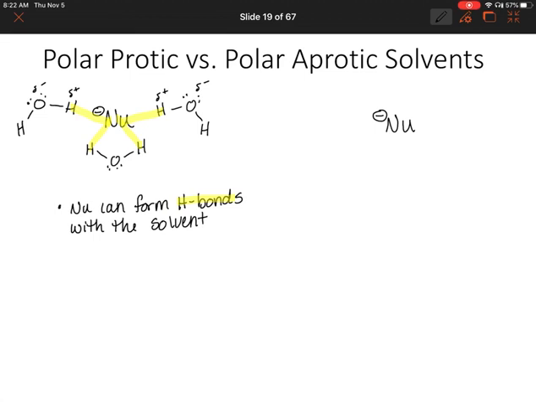So the hydrogen bonds will make the nucleophile more stable. So if the nucleophile is more stable, is it going to react? No, it's going to be surrounded by these strong hydrogen bonds, and it won't really be available to react. So the nucleophile will be less reactive as a result.